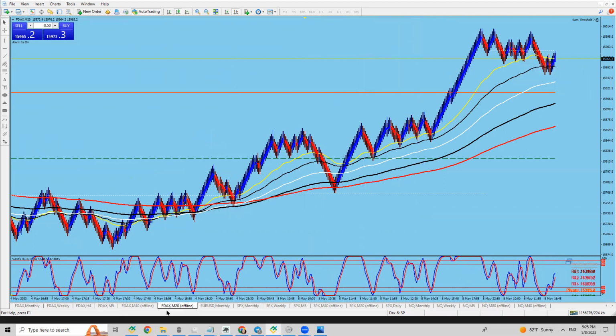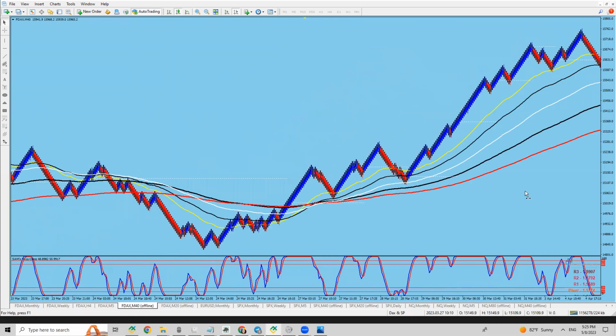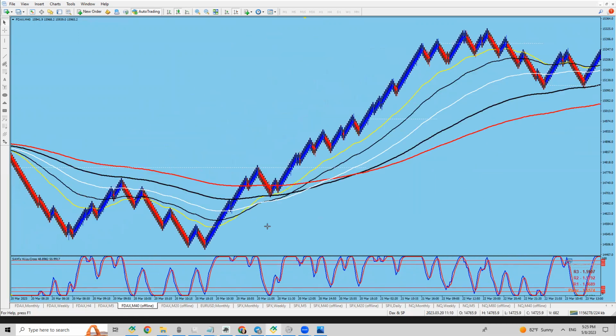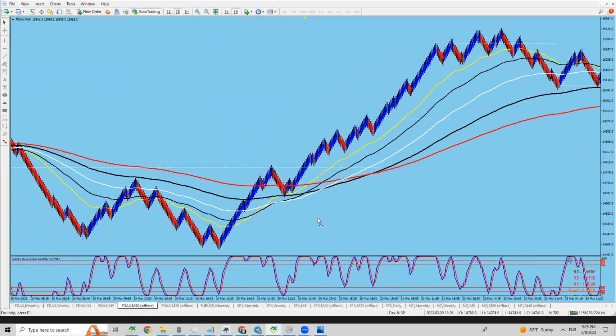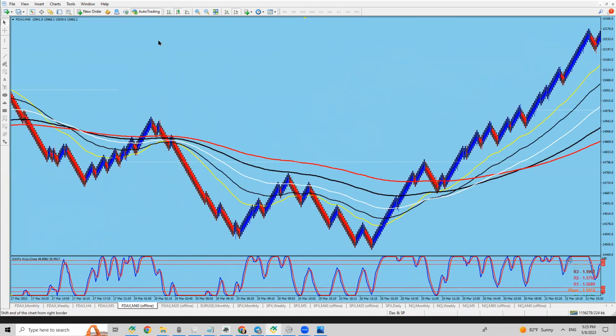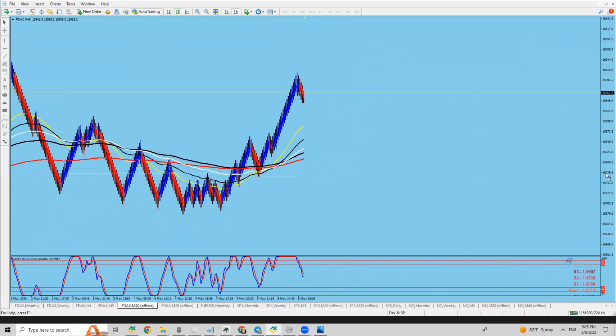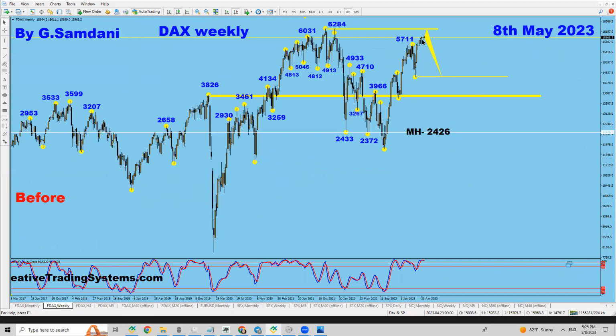So that is the smaller time frame. This is the bigger time frame, and you can even make an even bigger time frame. This is a beautiful long entry I'm talking about. So this is how it is. Be ready for a turn very soon in the DAX weekly chart right here. All right, so this is it for now.